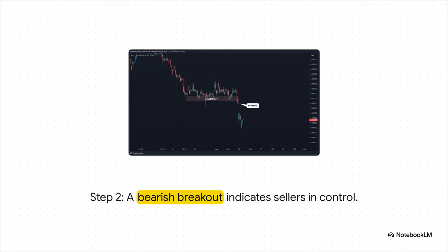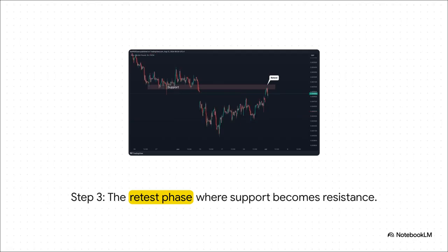Moving right along to step 2, wait for a breakout. After a little while, the price finally forms a decisive bearish breakout, pushing well below that highlighted support zone. This drop is crucial because it confirms that market sentiment is officially shifting bearish. The sellers are gaining control and the price definitely looks like it wants to keep falling. But remember our mantra, we have got to resist the urge to jump in immediately. And that restraint is exactly what brings us to step 3, wait for the retest.